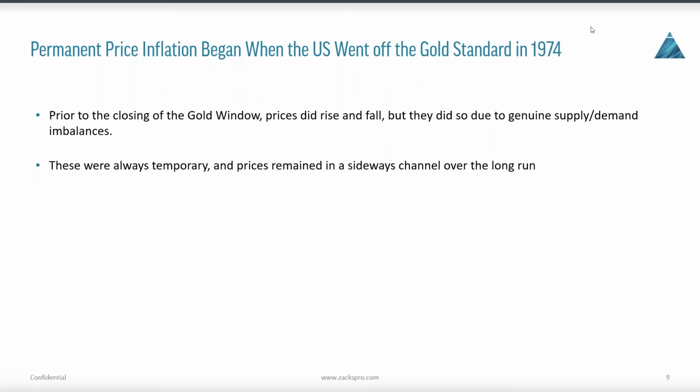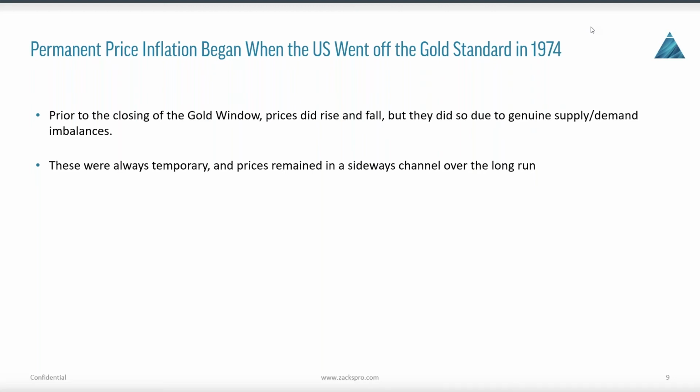So the only way they could guarantee that convertibility is if they actually had gold in reserves to be able to meet a potential of individuals or businesses or institutions demanding convertibility. So that was a standard that we abided by. And because of that, we had long-term price stability.